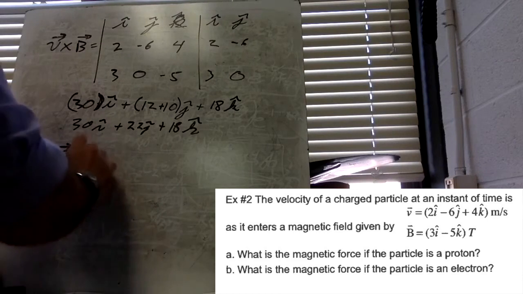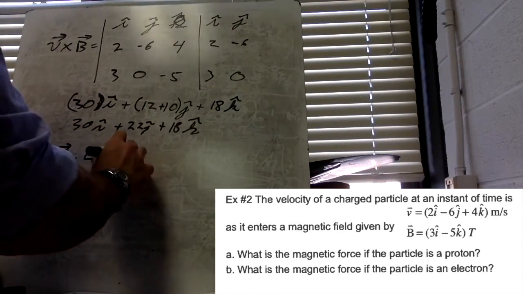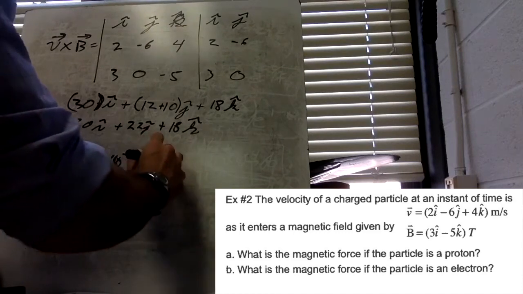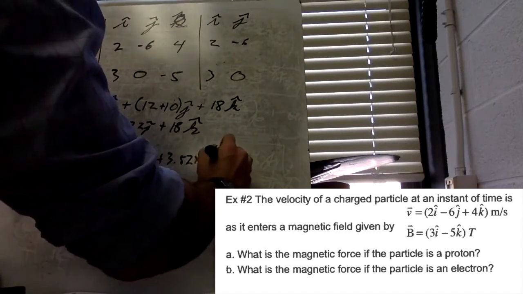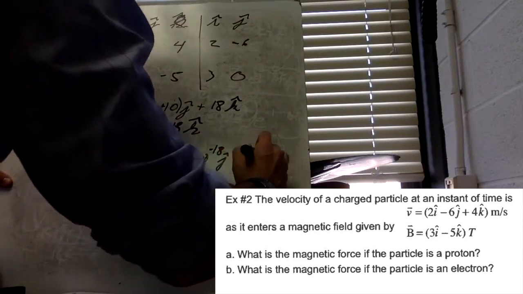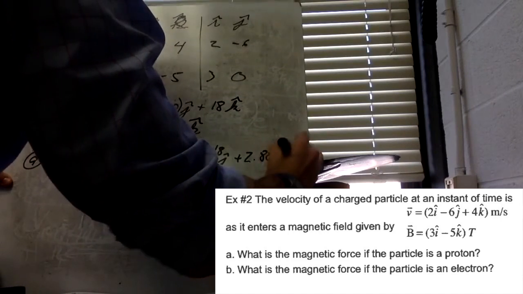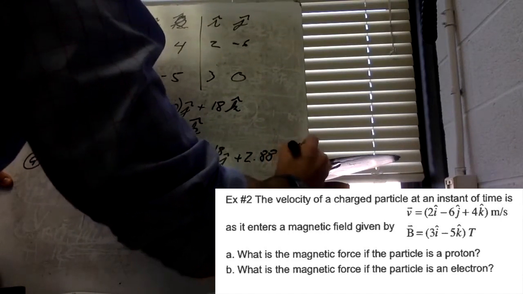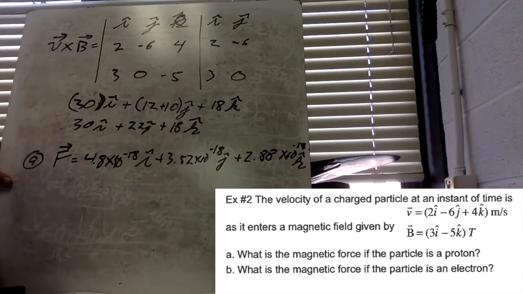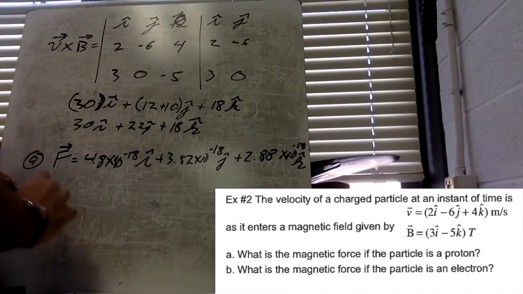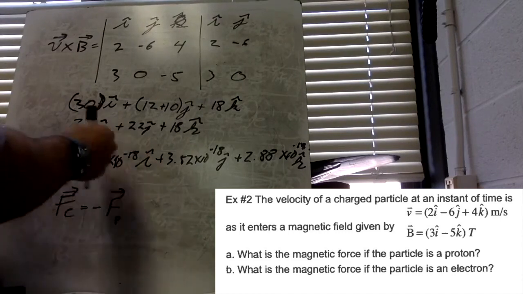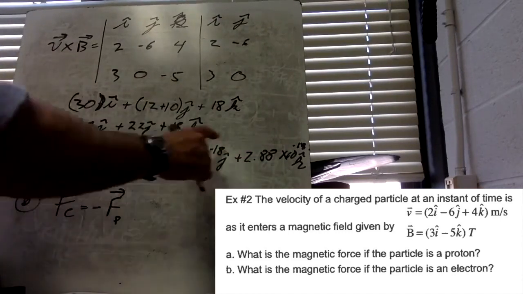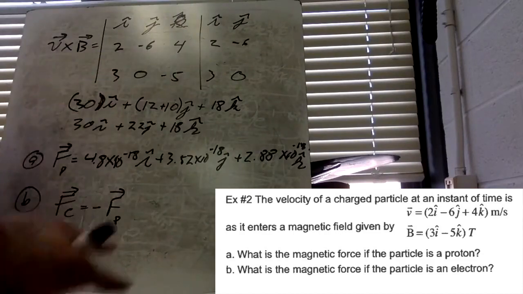the force vector is 4.8 times 10 to the -18th I plus 3.52 times 10 to the -18th J plus 2.88 times 10 to the -18th K. So that's the force on a proton. If this thing is an electron, then the force on an electron is just negative times the force on a proton. And since this is a negative, you just put negatives in front of each of these, and that reverses the direction, goes in the opposite direction.